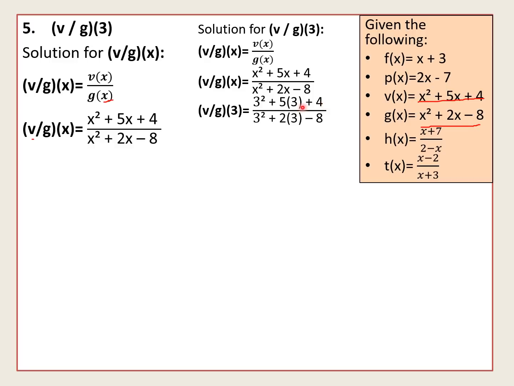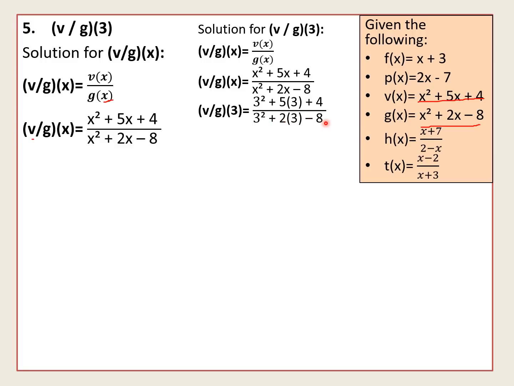Rewrite only 4. All over x squared, so 3 squared plus 5 times 3. Okay, I made a mistake on the denominator. The 2x, so here in the denominator, 2 times 3, then minus 8. So the numerator is 3 squared plus 5 times 3 plus 4. In the denominator, 3 squared plus 2 times 3 minus 8.